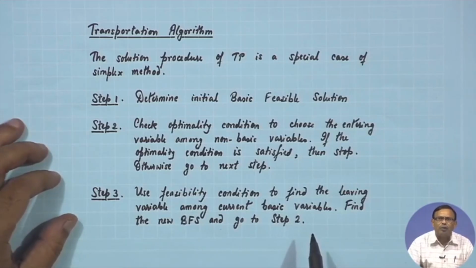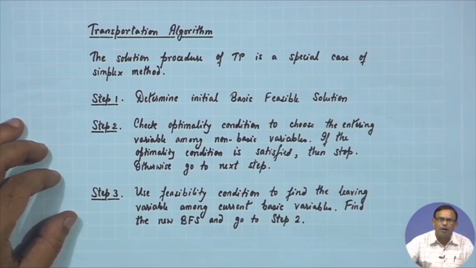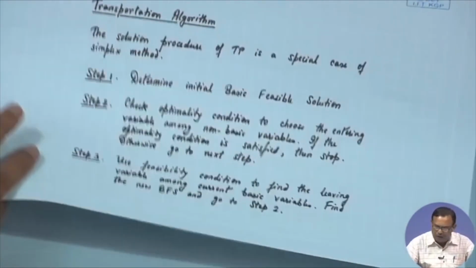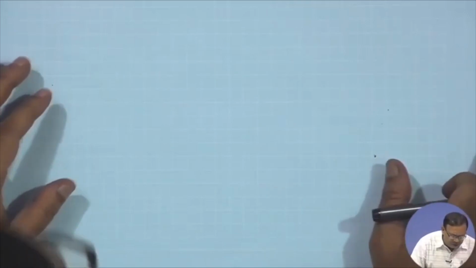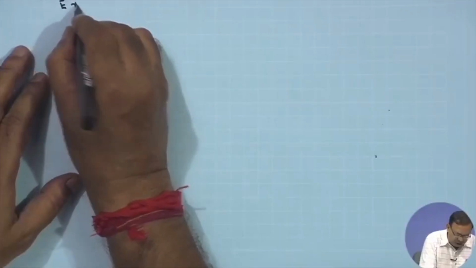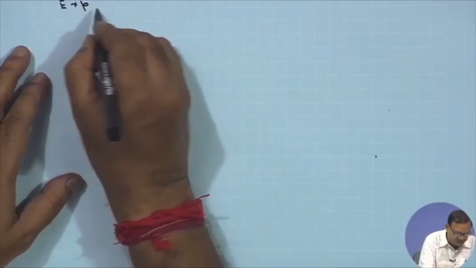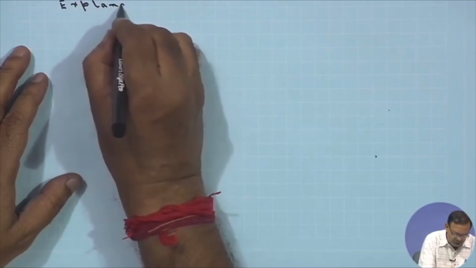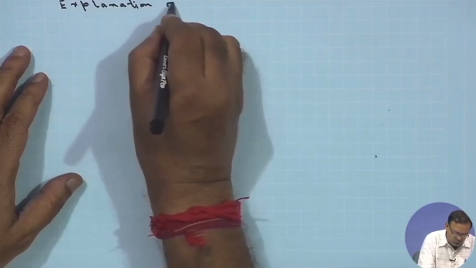This we will follow if we are trying to solve it by the simplex method, but sometimes we do not want to use the simplex algorithm. In that case, I have to use another technique. The technique we call the UV method.